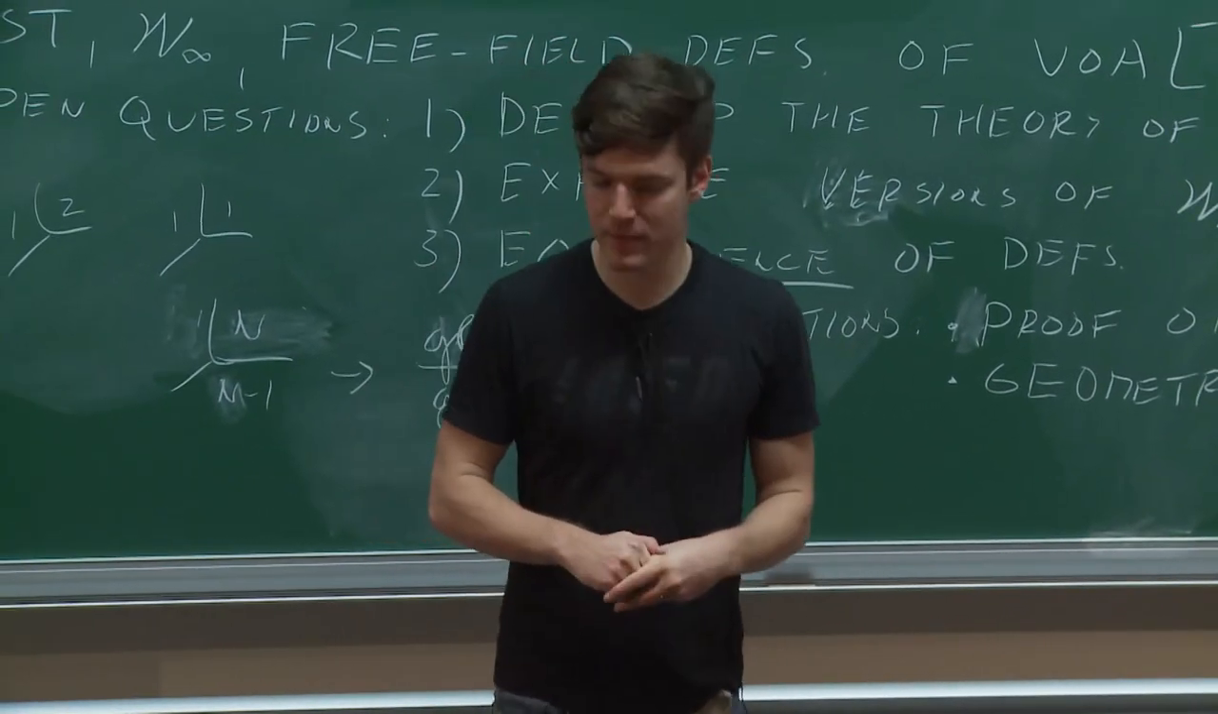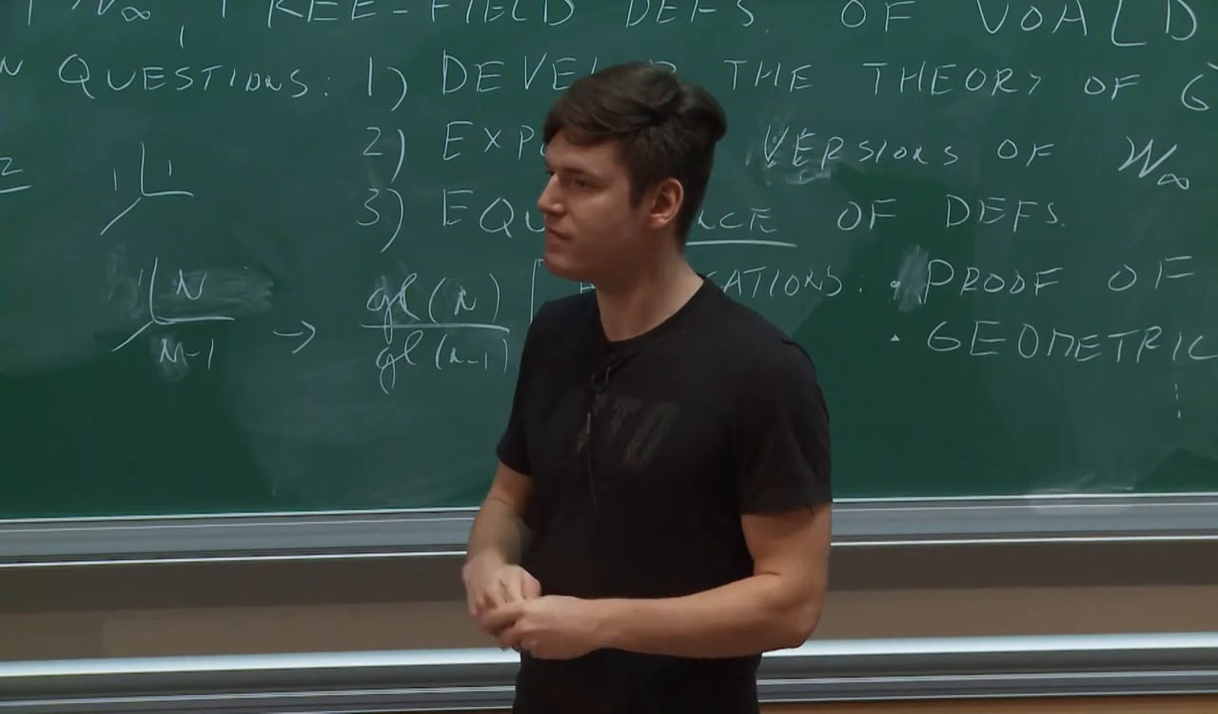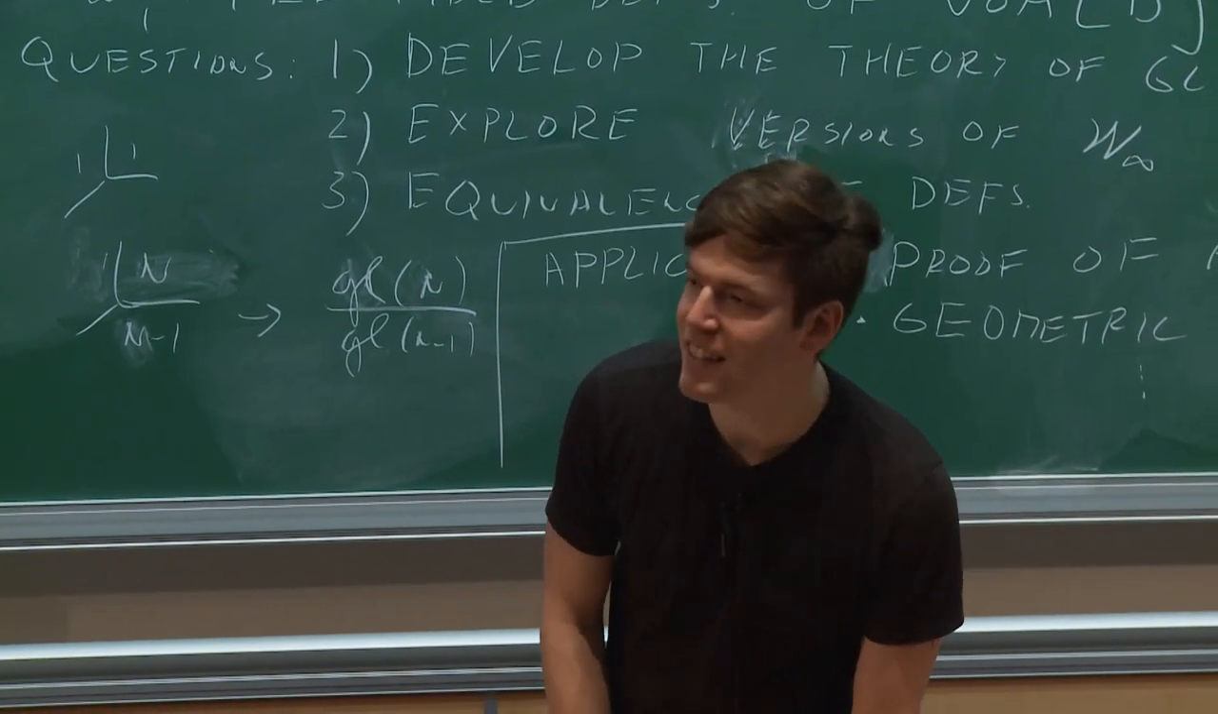I have a very basic question. So this is work of Feigin and Gukov, associating a vertex operator algebra to four-manifolds. So how are these related? Actually, it was my second question.